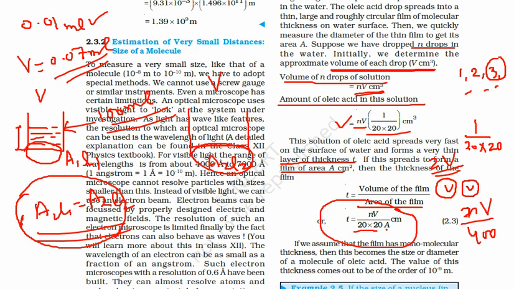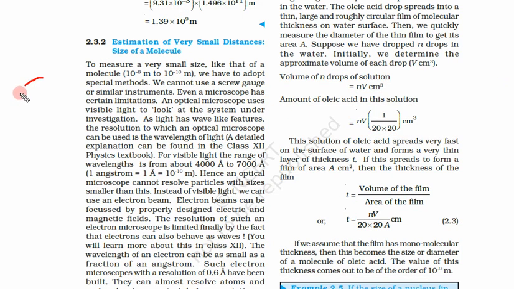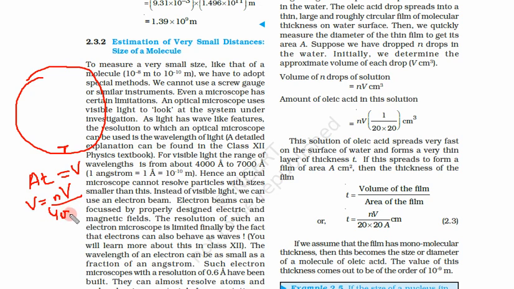Now this was in very small drops. Now it has spread over a very large area. So after spreading over a very large area, the thickness must come down. Thickness must be very less. So again, area into thickness must be equal to volume. And what was the volume previously? The volume previously was NV by 400. So this was the initial volume, and this is the volume when it spread into this thickness. So AT is equal to V, where T is thickness and A is area.